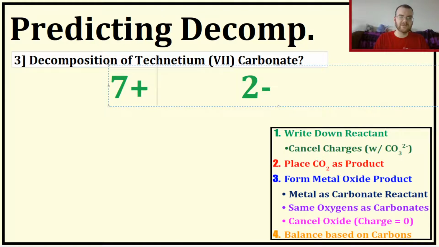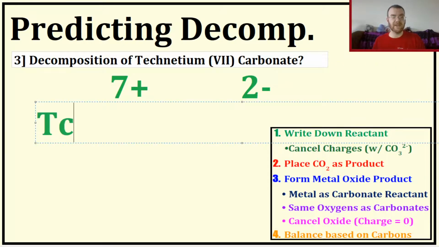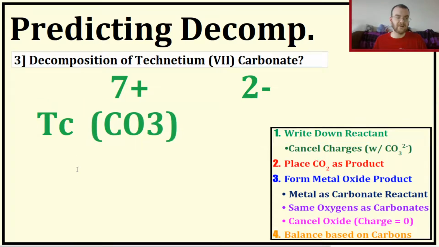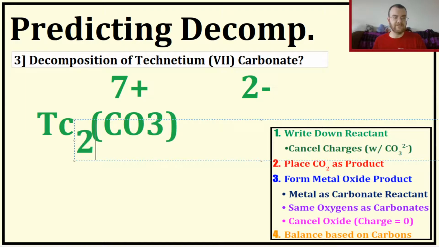So what I'm going to need to do is make these both into 14. So that means the 7 is going to get 2 of them, and the 2 is going to get 7 of them. So you can think of this like crisscrossing, which is something we talked about in the making ions section. So we're going to have technetium, and we're going to have our carbonate, and our technetium is going to get our 2, and our carbonate is going to get our 7, like so.